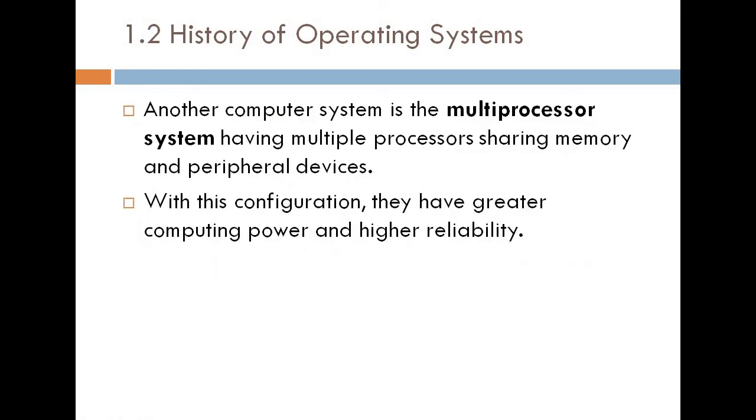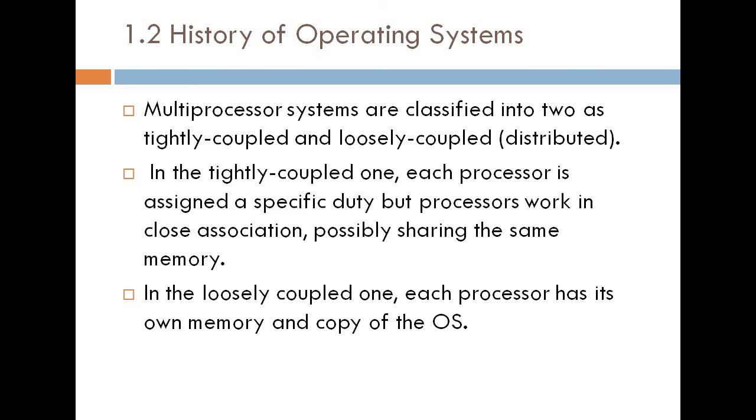Another computer system is the multiprocessor system. It also has multiple processors sharing memory and peripheral devices. So here the OS is multiprocessing. Here also the OS helps the multiprocessor system to run smoothly. With this configuration, they have greater computing power and higher reliability. Multiprocessor systems are classified into two types: tightly coupled and loosely coupled.